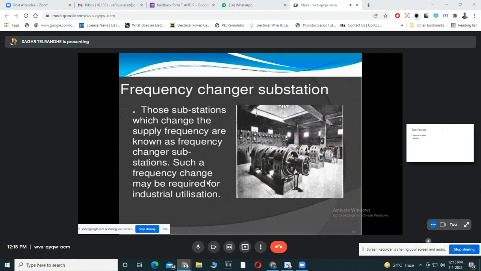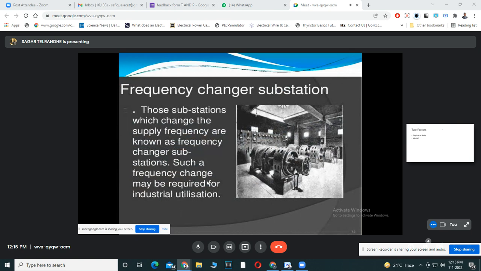Also, we have a frequency changer substation. Those substations which change the supply frequency are known as frequency changer substations. Such a frequency change may be required for industrial utilizations. And here we are able to see such huge motors which are used for frequency changing, and such a motor is a Schrage motor.